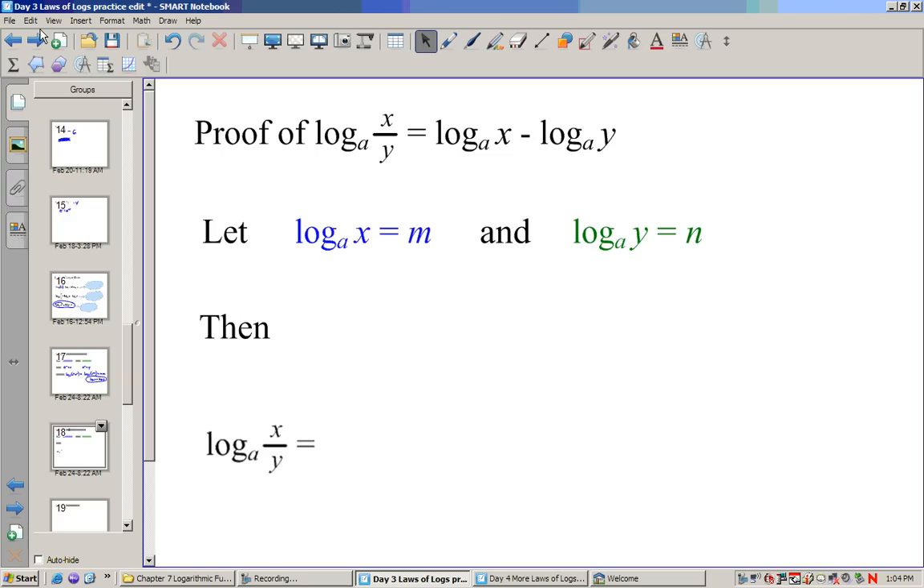All right, let's do the other one. A proof of why log base a of x over y is equal to log base a of x minus log base a of y.